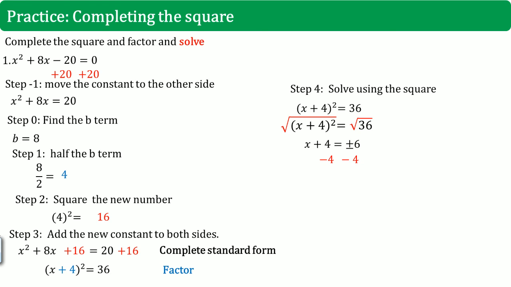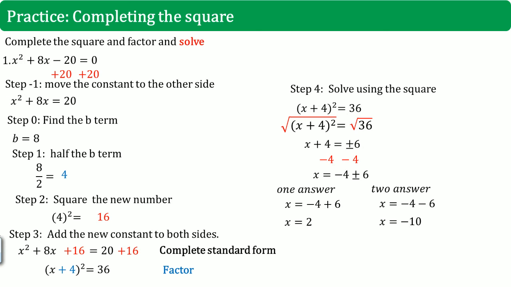Minus 4 to both sides. Your x is equal to -4 plus or minus 6. You have two solutions. The first one would be x is equal to -4 plus 6, which is x equals 2. Your second answer would be x equals -4 minus 6, which is x equals -10.